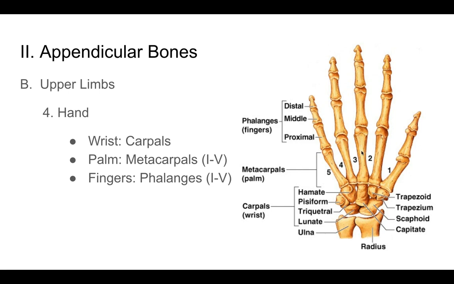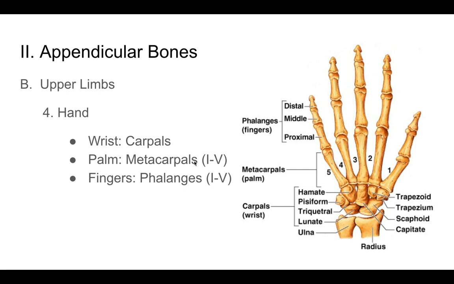So this one right here that my arrow is on would be metacarpal number 3. Up here, this would be a phalange or a part of a finger, still number 3. So make sure when you are asked to identify on the hand that you are giving all parts of the answer.